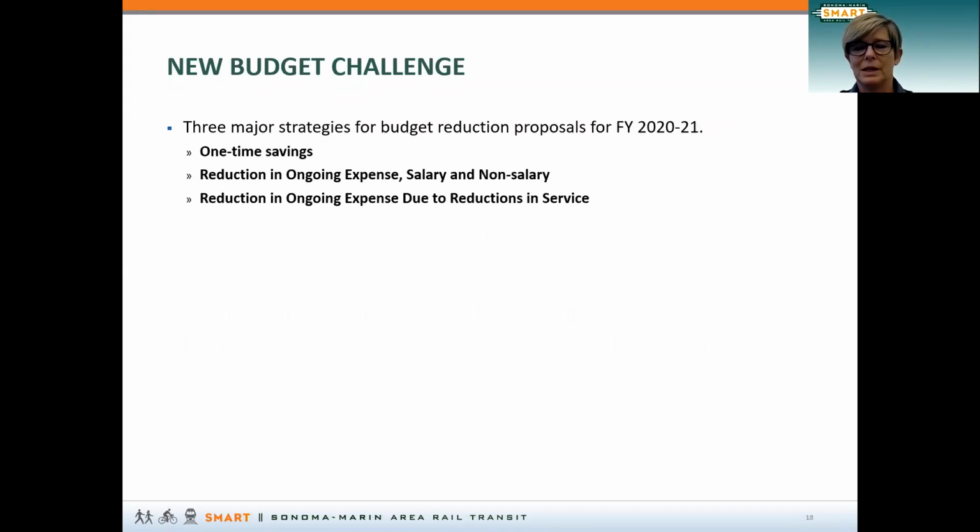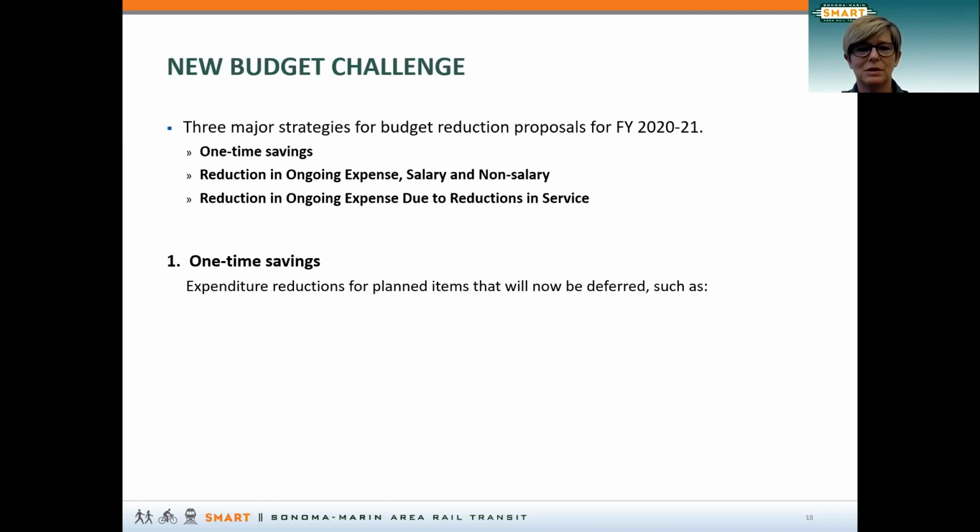problem. So just so you know, what we're going to be talking to the board about in May when our budget process begins are 3 different types of savings. One-time savings, ongoing expense not related to reductions in train service, and then expense related to reductions in train service.